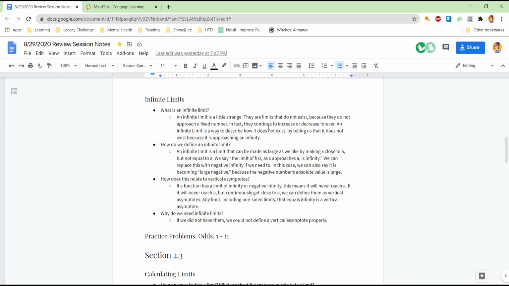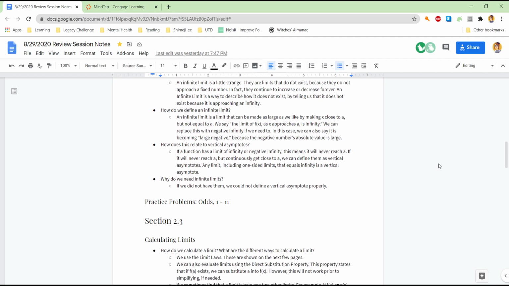We can define an infinite limit as a limit that can be made as large as we like by making x as close to a as we like, but not equal to a. What we would say is the limit of f of x as x approaches a is infinity. We can replace this with negative infinity if it's negative infinity. And in this case, we can also say it is becoming quote-unquote large negative because the absolute value of the negative number is going to be very large. It's just a way to describe that it looks really big.